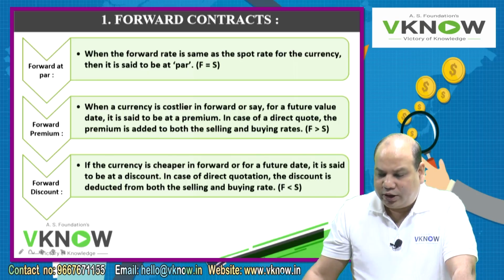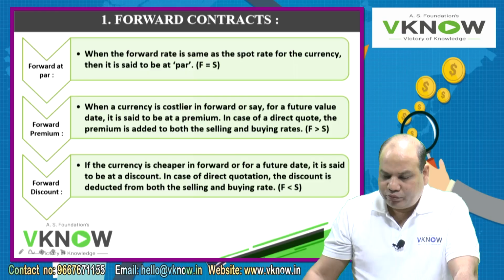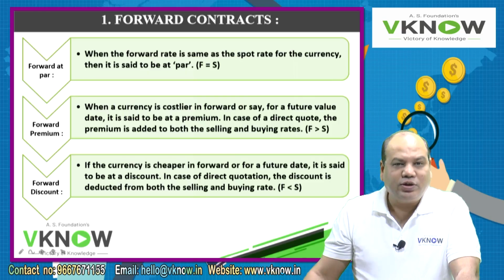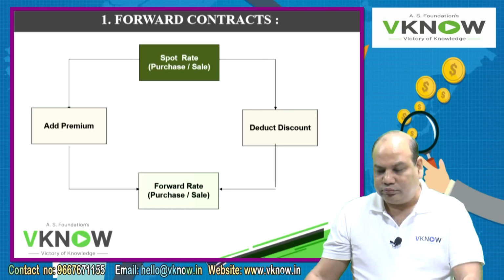In case of an indirect quote, if F is less than S, then we'll say the foreign currency is trading at a premium. What do you mean by forward discount? The forward rate is less than the spot rate in the case of a direct quote. Then we can say the foreign currency is trading at a discount in the forward market. Such knowledge is important for designing strategies, taking decisions, and comparing different options.